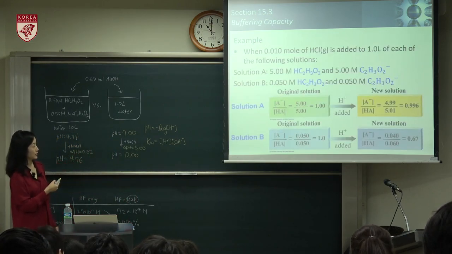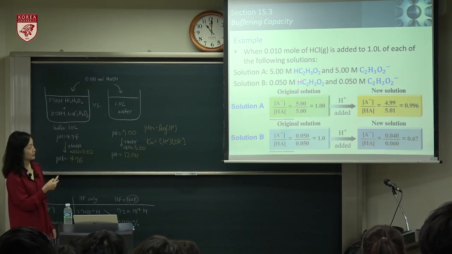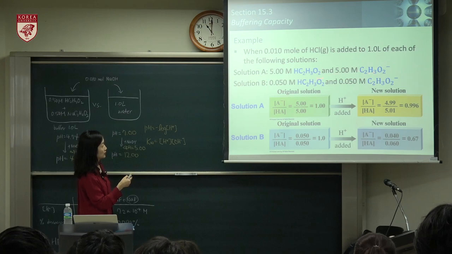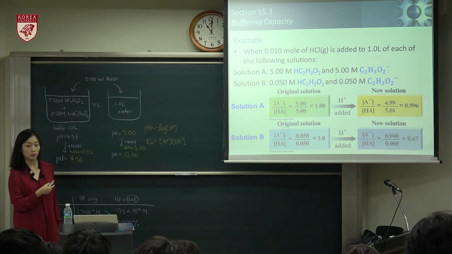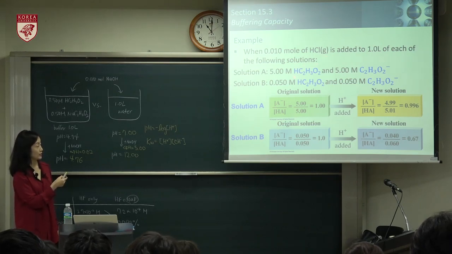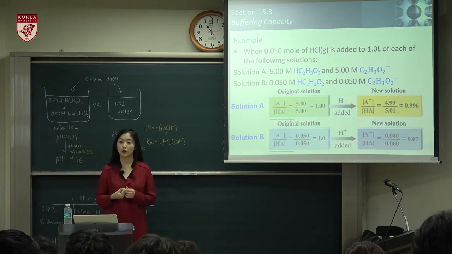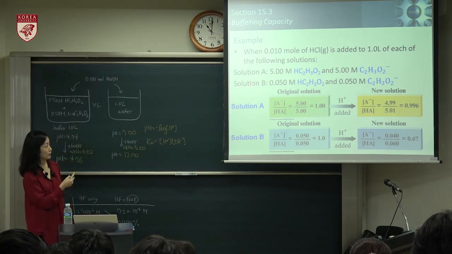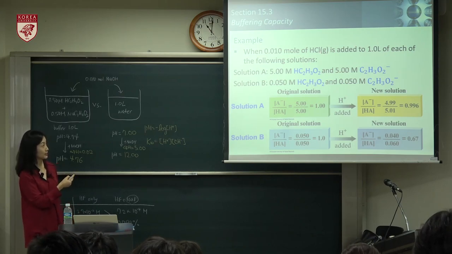So in this example, we have two solutions that contain both acetic acid and acetate. So this is a buffer solution. Both are buffer solutions that contain the same components. However, in solution A, we have 5.00 molar of the acetic acid and the acetate, and in solution B, we have only 0.050 molar acetic acid and acetate. In both of these solutions, we're adding 0.010 mole of hydrogen chloride gas.